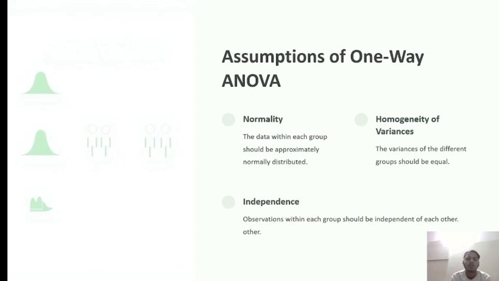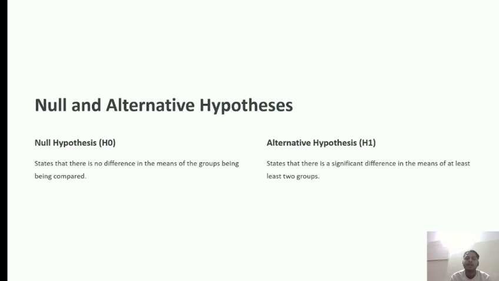Assumptions of one-way ANOVA: normality, homogeneity of variance, and independence. Normality: the data within each group should be approximately normally distributed. Homogeneity of variance: the variance of the different groups should be equal. Independence: observations within each group should be independent of each other. Null and alternative hypothesis. The null hypothesis states that there is no difference in the means of the groups being compared. The alternative hypothesis states that there is a significant difference in the means of at least two groups.